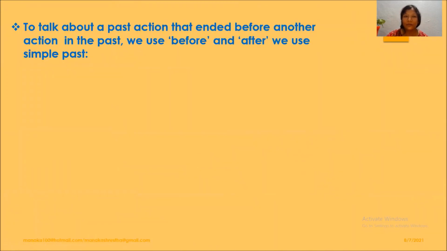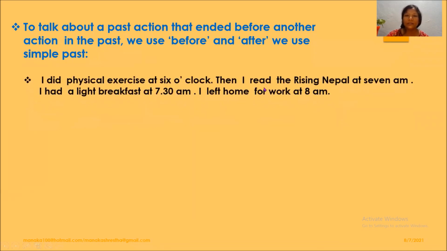The past perfect tense is used to talk about past actions that ended before another action in the past. We use before, after, and the simple past also. For example, here, this is the situation. I did physical exercise at 6 o'clock. Then I read the Rising Nepal at 7 a.m. I had a light breakfast at 7:30 a.m. Had here means ate, right? And I left home for work at 8 a.m.